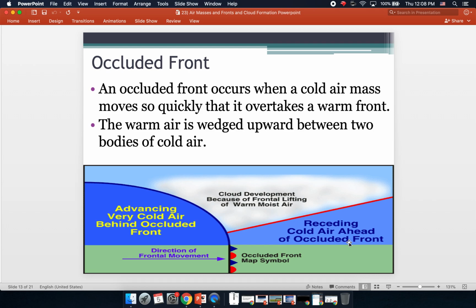All right, an occluded front occurs when a cold air mass moves so quickly that it overtakes a warm front. So really you have a warm front that has tried to overtake this cold air right here, but then this other parcel of cold air ends up on this end of the warm front. And what happens is that warm front air gets forced up even quicker. So here you get quick development of clouds. You get lots of precipitation. It's kind of like an exaggerated scenario of what happens during a normal cold front.